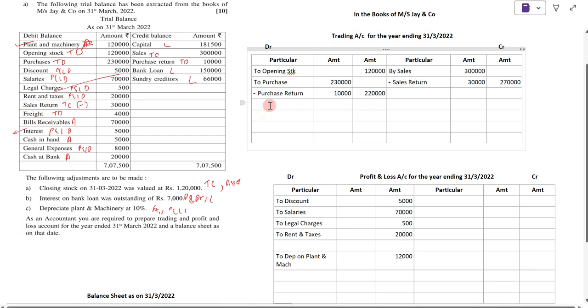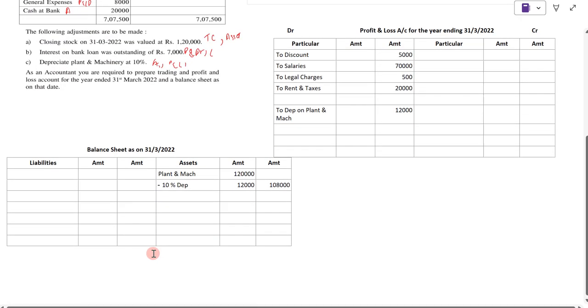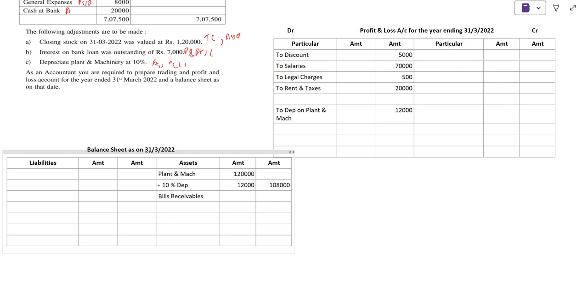Then freight, trading account, debit side, value is 4,000 in the outer column. See, all the adjustments we have to solve in the inner column, and the final amount we will write in the outer column. Then bills receivable 70,000, assets, bills receivable 70,000.